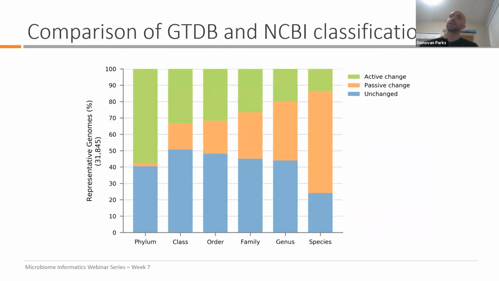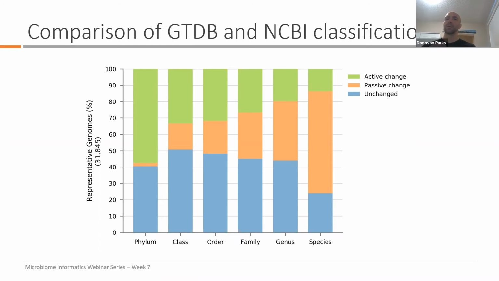So this is a comparison of the GTDB and NCBI classifications over the about 32,000 species representatives in the GTDB. The blue bars here are indicating cases where we agree on the classification of that genome. So you can see that's less than 50% in the majority of different ranks here. The orange bars here are cases where there's been a passive change.